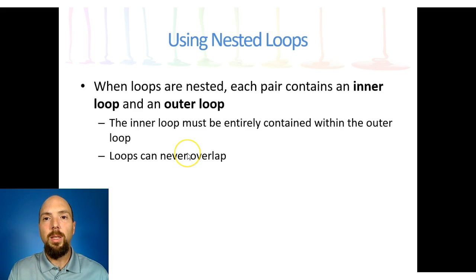Alright, so we can use nested loops, and a nested loop is just simply where we take one loop and put it inside of another loop. Now we have an inner loop and an outer loop, and we have to pay real close attention to where our curly brackets exist. Our loops have to be properly nested, which means I create an outer loop, I open a set of curly brackets, and then I type the other loop inside of those curly brackets. And it has to be that way. Alright, so the entire inner loop has to be entirely contained within the outer loop, and they can never overlap.